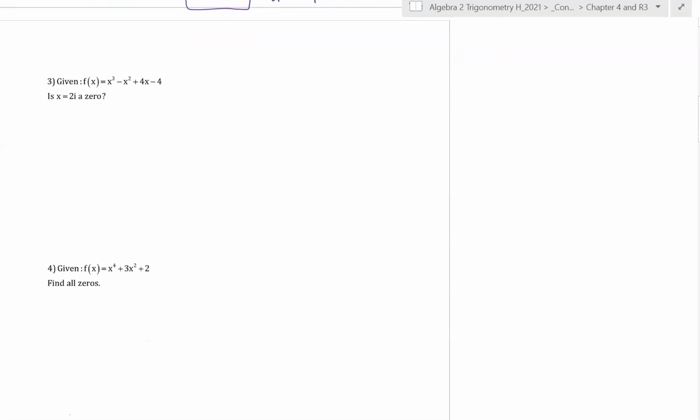This says, given 2i is a 0, actually it's saying is 2i a 0, given f of x equals x cubed minus x squared plus 4x minus 4. Now there are 2 ways you could do it. Here's one way. Do you remember the remainder theorem? If all we want is the remainder, we want to know if the remainder is 0, then x equals 2i is a 0. So you could say f of 2i and substitute 2i everywhere you see an x.